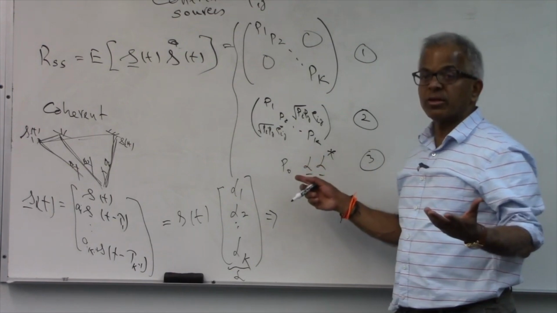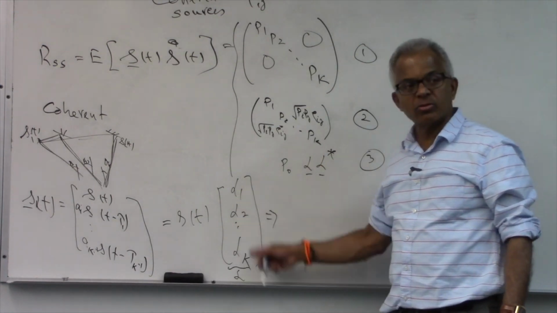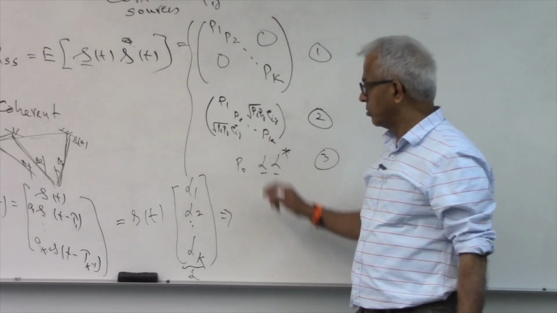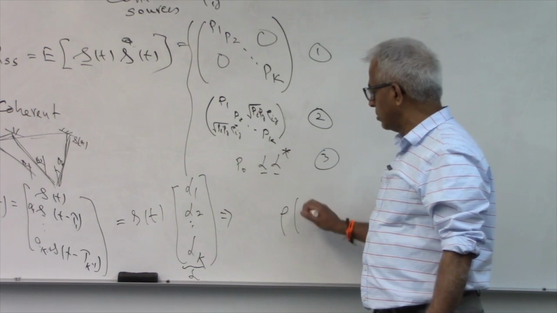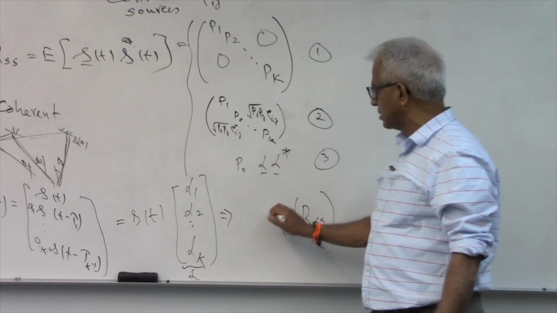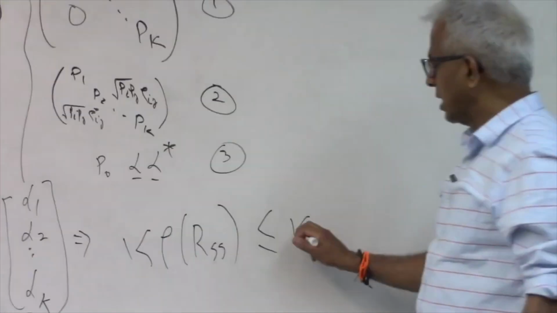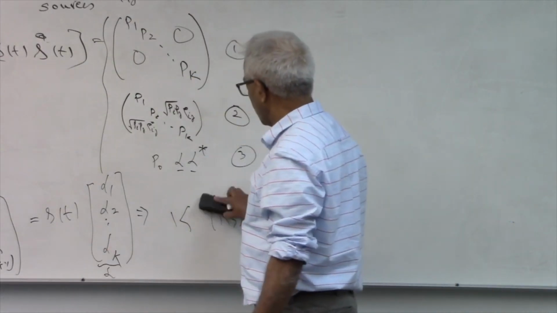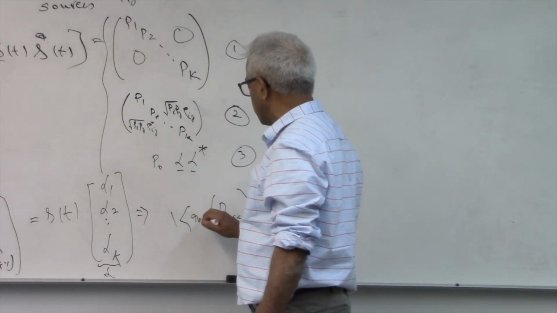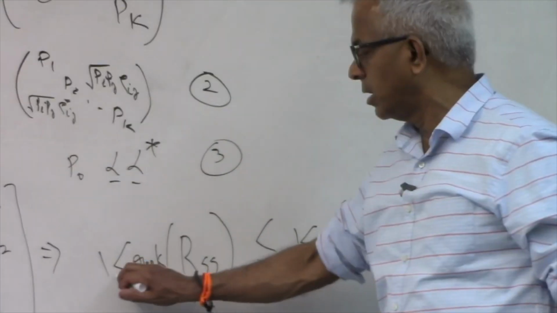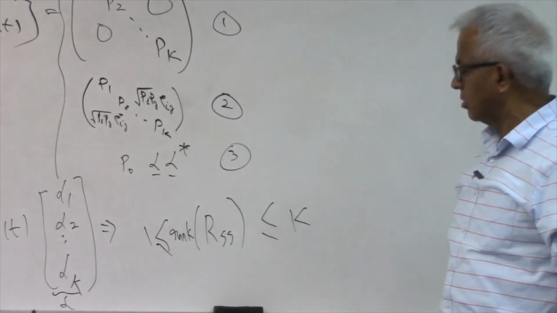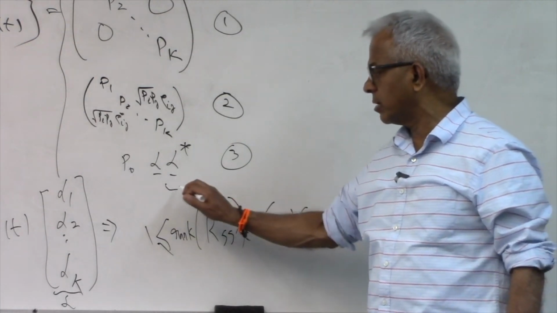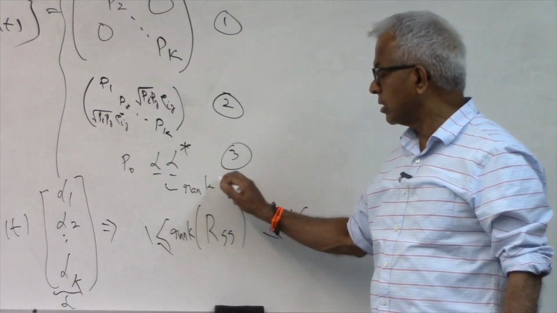Now, you can of course have in between also, because all coherent doesn't mean all the sources have to be coherent. Some of the sources could be coherent, right? So anyway, what we are going to take is that the rank is between 1 and K. The rank cannot be 0, that means there is no source, right? So the rank is greater than or equal to 1 and less than or equal to K. If the rank is equal to 1, then this is completely coherent, right?